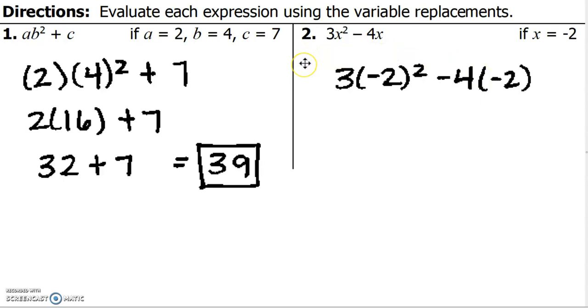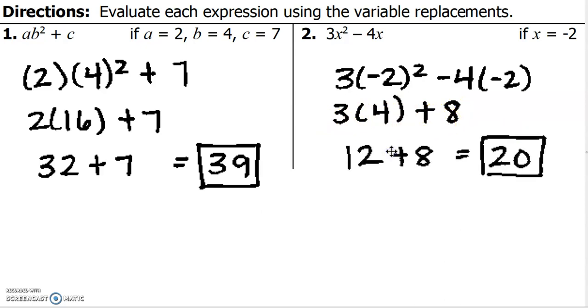All right, so we don't really have grouping, so we have to move on to exponents. This -2 squared means -2 times -2. A negative times a negative is a positive. Same thing here. A negative times a negative is a positive. So we have 3 times 4, and we went ahead and multiplied this. So 12 plus 8 equals 20.